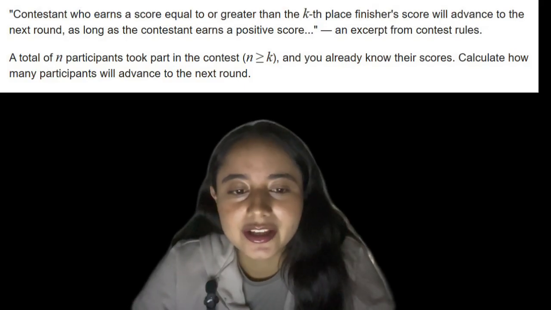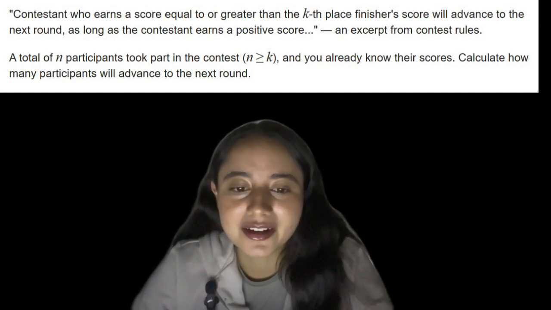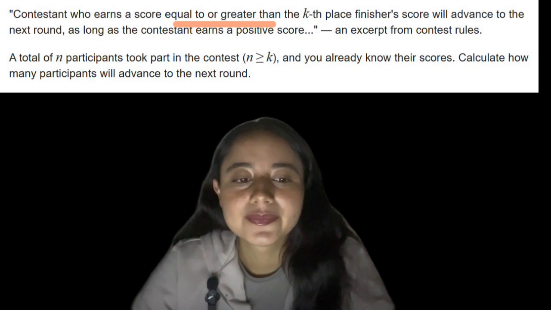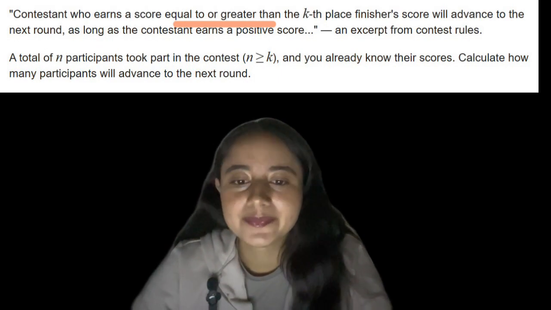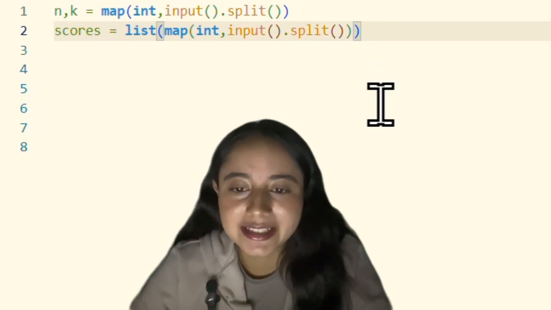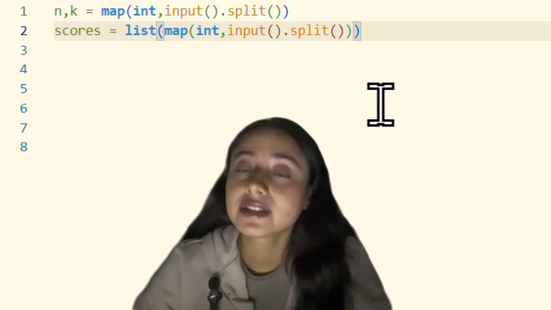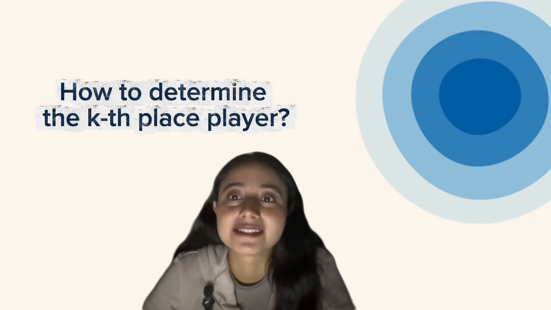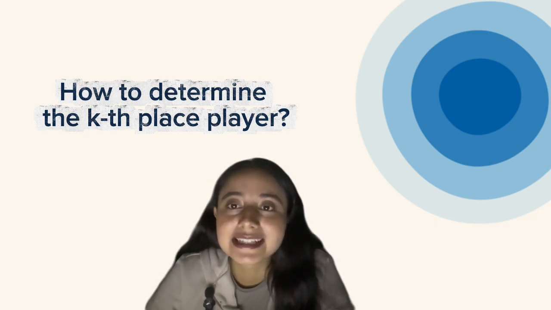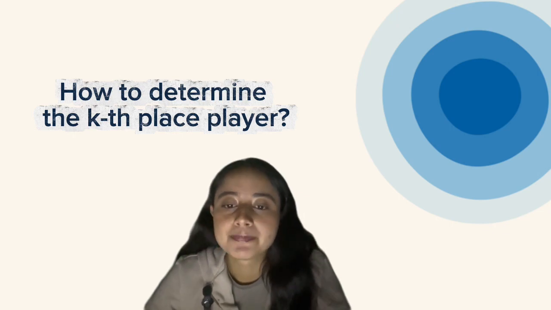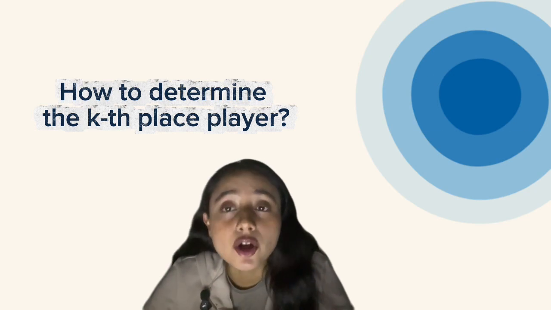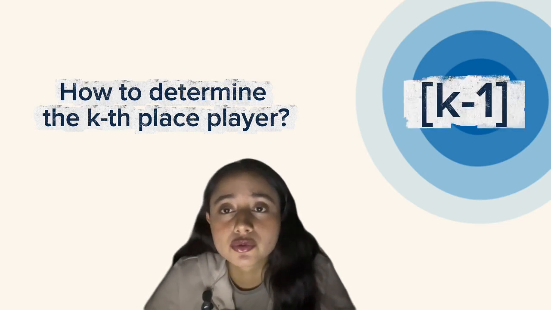The score should meet some characteristics: be equal to or greater than the k-th place score in order to advance to the next round. So we know that the loop is over scores, but we don't know how to determine the last score, the k-th place player. That is possible when we calculate the index of the last player. This in Python will always be k-1.